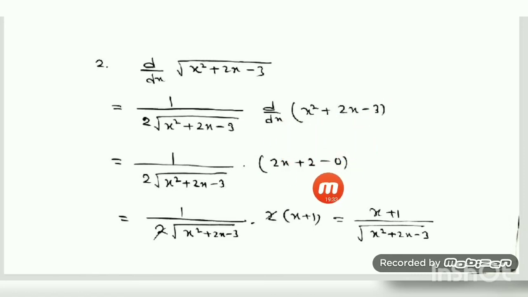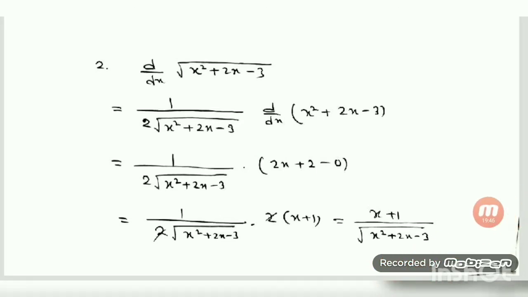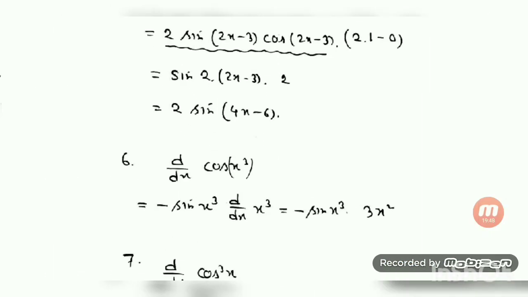So this is done. And do the simplification, 1 by 2, keep this as it is. Here we can take 2 common, 2 and 2 are cancelled out. What is left? X plus 1 divided by root over x square plus twice x minus 3. So here the solution is completed. Now proceed to the next question.